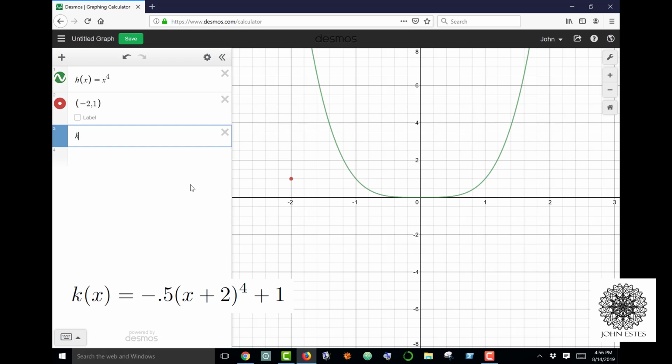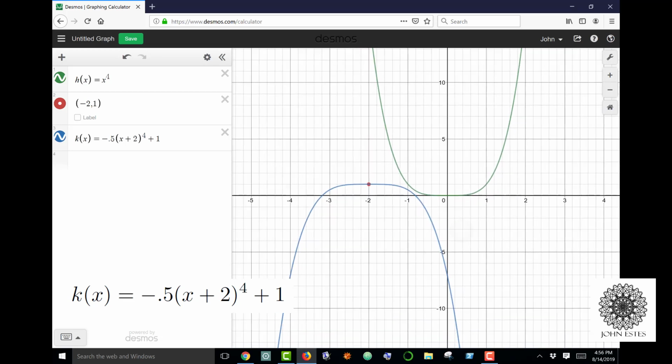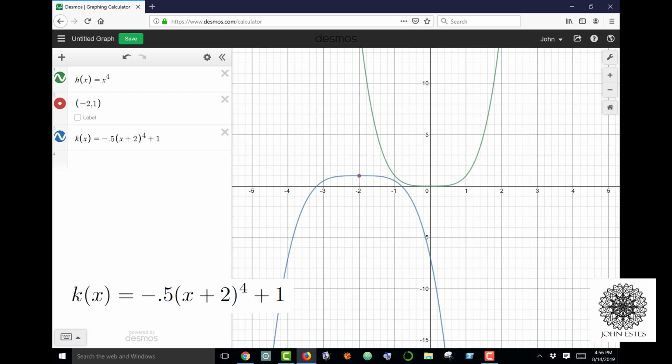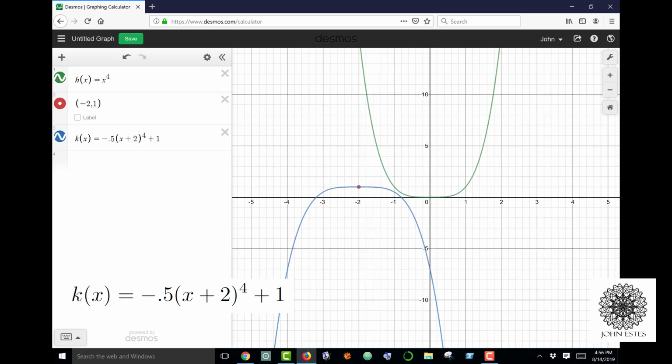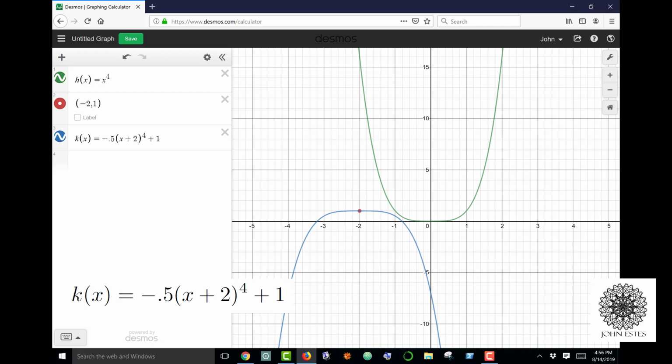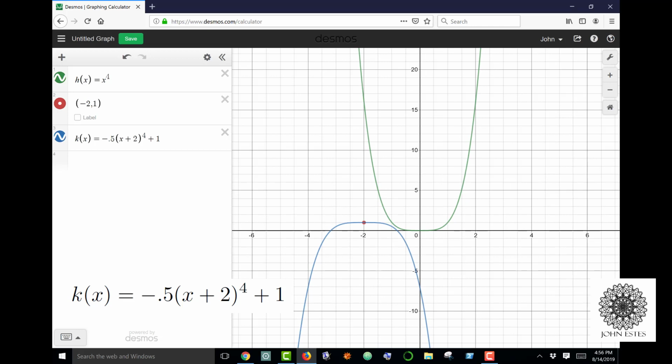And here's my function. I'll call it k. There it is, my blue graph. Now if I zoom out a little bit, you can see that the blue graph is actually wider than the green. Okay, it's pointed down just like we thought. And it shifted over to the left 2 units and up 1 unit. And there it is. And we know this easily because of our function transformation formula. I have some other examples ready. Let me show you those and hopefully it makes sense.